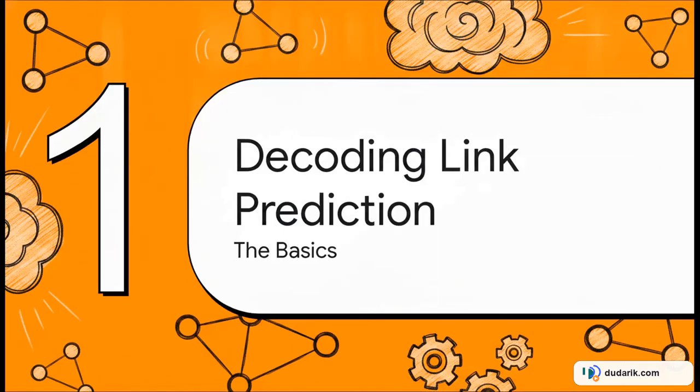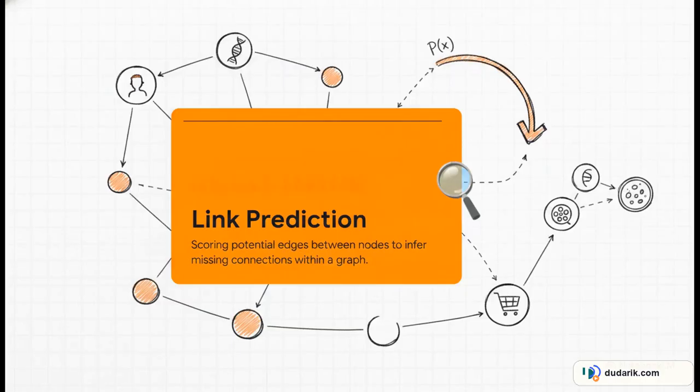Part 1, decoding link prediction. So what does this actually mean? Well, at its core, link prediction boils down to mathematically scoring potential edges between nodes. Imagine a graph where the nodes are entities: people, proteins, or products. Link prediction is the engine that infers the missing connections, or the edges, between them. If you've ever had a streaming service accurately suggest a new movie you end up loving, or, let's be real, completely miss the mark, you're looking at link prediction in action. It's all about calculating the probability that a specific, unseen relationship exists out there in the data.